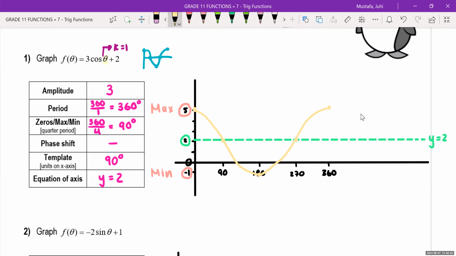Now, technically, you can have an arrow. If you are making an arrow, make sure it's pointing down because this graph is a curve, right? So if the graph were to continue, it would continue in a curved line. It wouldn't go up. It would actually go back down. Just like before, we do need to label this. So we're going to label this with f of theta is equal to 3 cos theta plus 2.